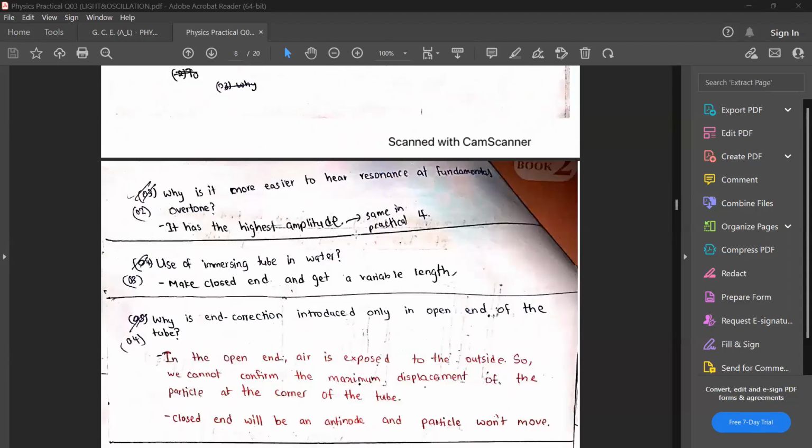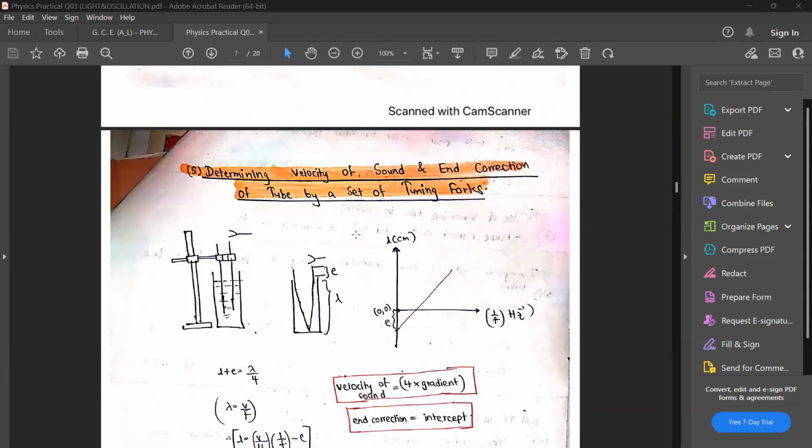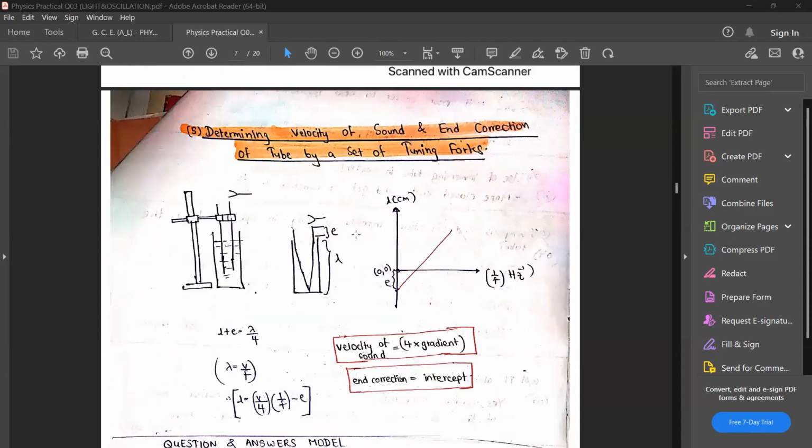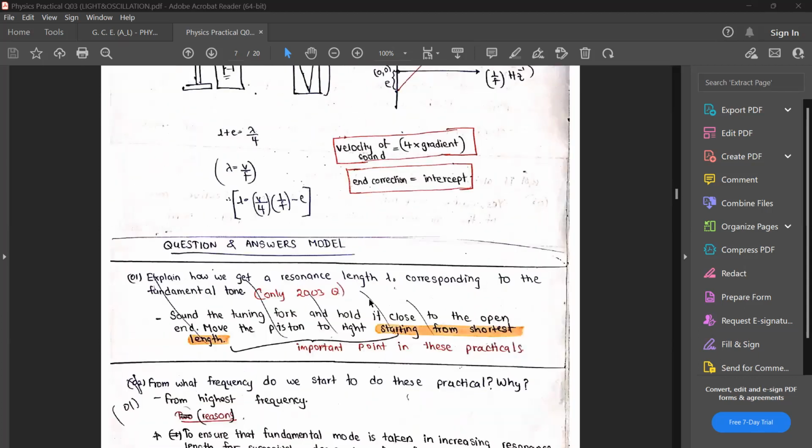So that is the practical related to determining the velocity of sound and end correction using a set of tuning forks. Now, this practical is much more effective than the earlier one. In the earlier one, you should drag the tube very much higher and listen for resonances at very high overtones, third overtone, fourth overtone. That is not practical. But in this one, there is no such difficulty. You have to increase the length of the tube, but it's not increasing that rapidly. You are doing it for several frequencies, so it will have closer ranges. So that's it for this practical.